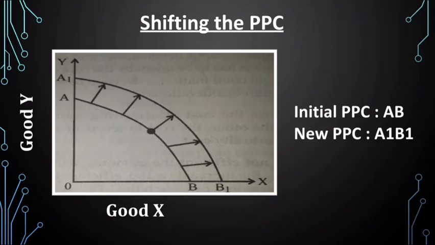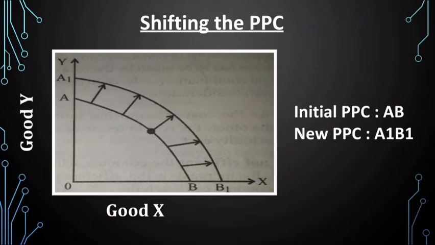So here in the diagram, on the y-axis we measure good Y and on the x-axis we measure the good X. We can see that initially we had a PPC that is AB, that is the initial PPC, and then there was an increase in the resources, innovation that has taken place. These are the reasons which have led the PPC from AB to shift to A1 B1. Thus, we understand that the new line A1 B1 indicates a larger combination of these two goods.